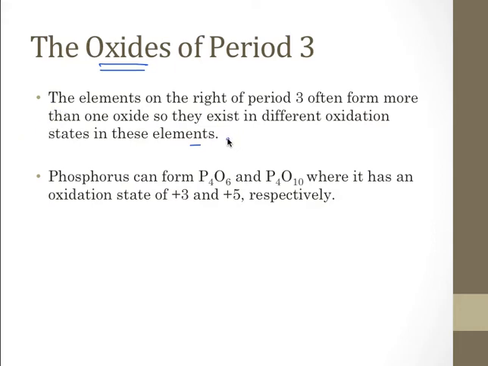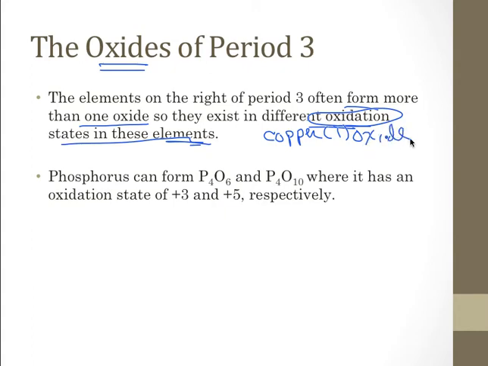The elements to the right of period 3, so we're talking about phosphorus, sulfur, and chlorine, can often form more than one oxide. So they exist in different oxidation states in these elements. Oxidation state, if you remember way back when we were doing nomenclature, you have a copper one oxide. You can also have a copper 2 oxide. And that Roman numeral tells you the oxidation state of that copper. Well, same thing can happen with phosphorus, sulfur, and chlorine.